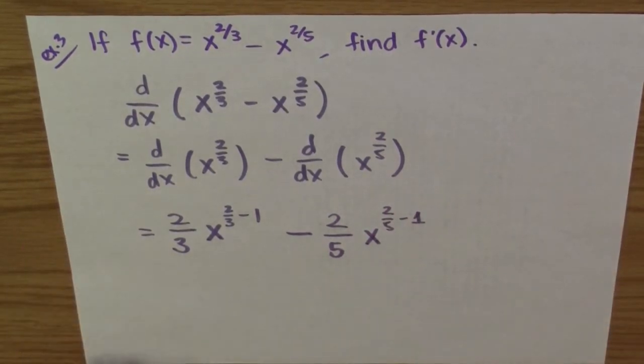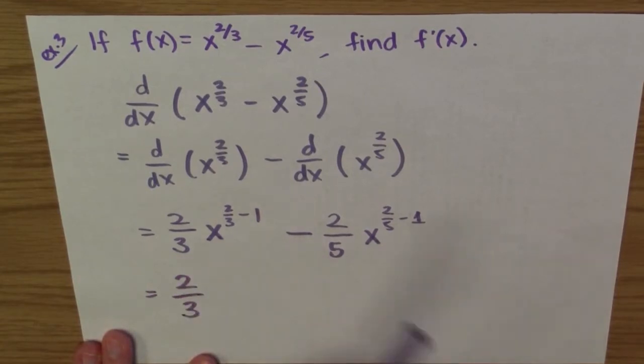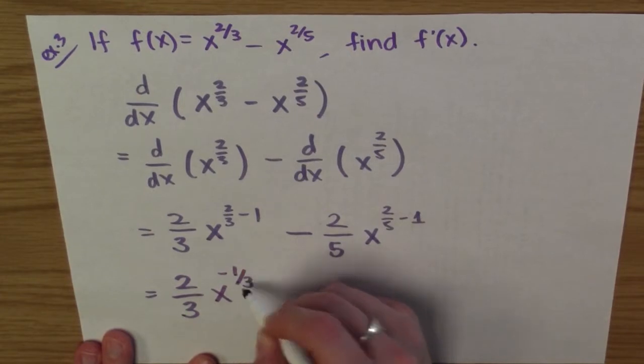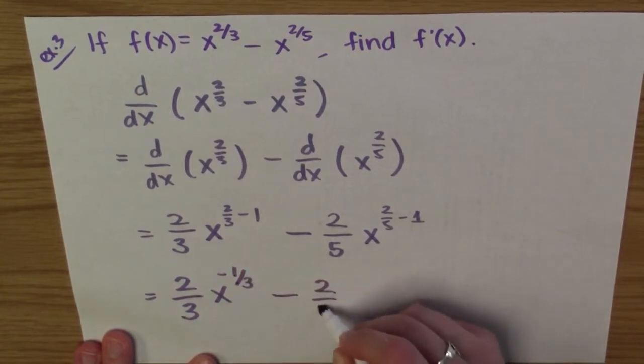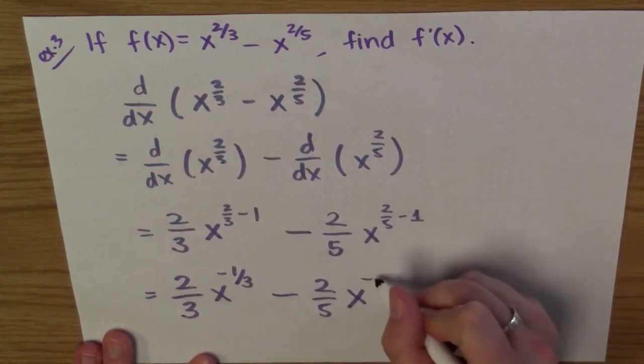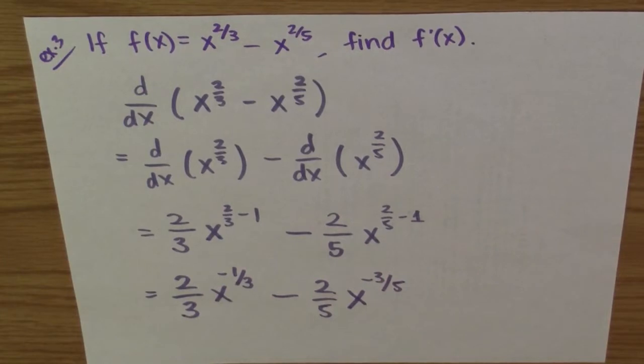Alright, so I have to do a little bit of fraction algebra, but that's not so bad. I end up with 2/3, x to the 2/3 minus 1 is x to the negative 1/3, and then I have minus 2/5, x to the, well, 2/5 minus 5/5, that's negative 3/5. And so my answer in this case is 2/3 x to the negative 1/3 minus 2/5 x to the negative 3/5. That wasn't so bad after all.